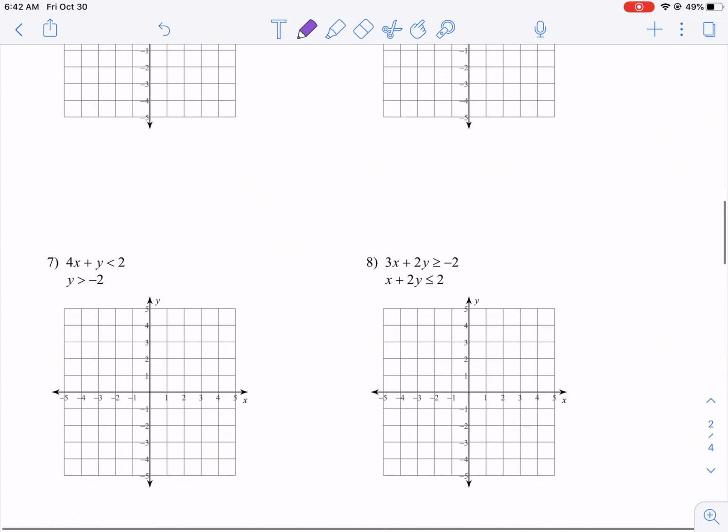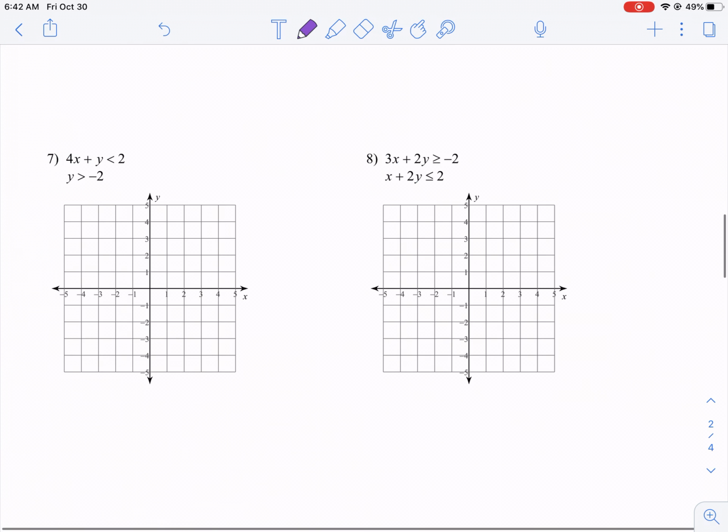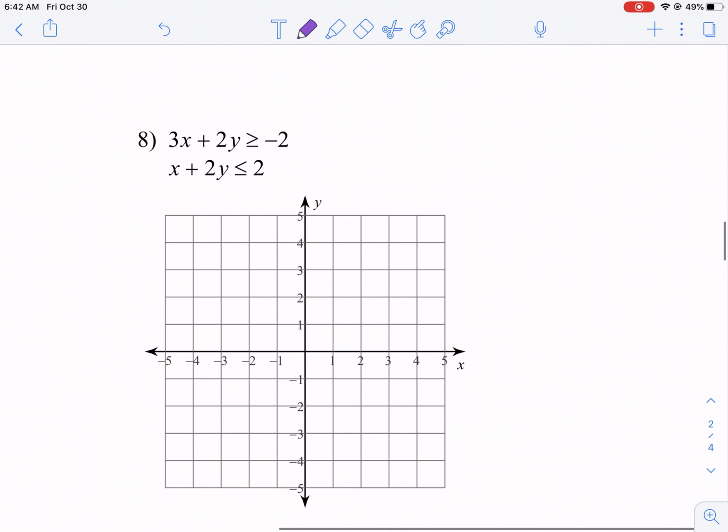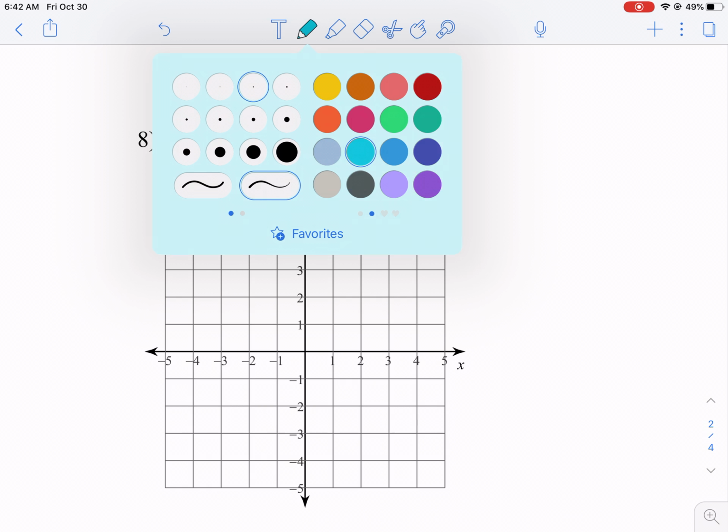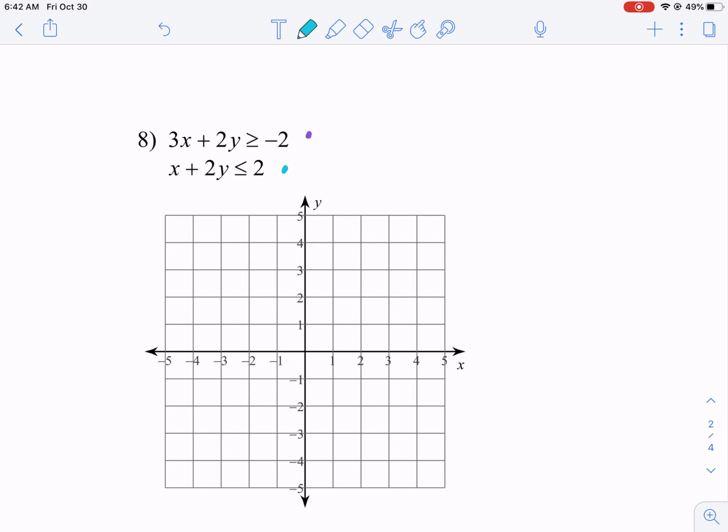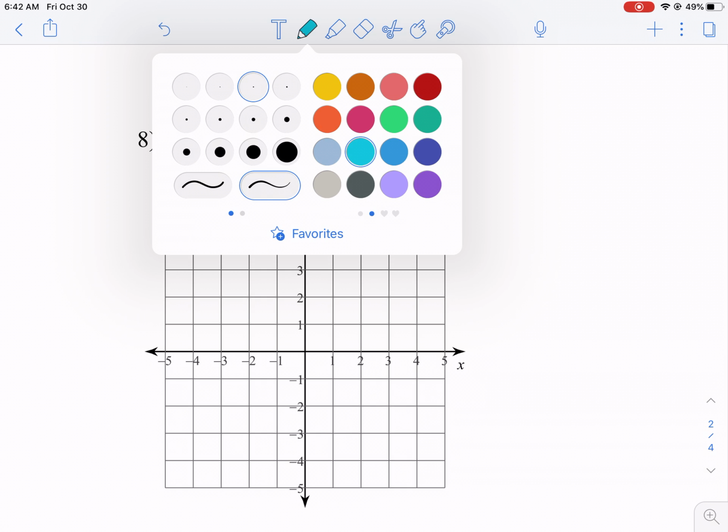Okay, let's see if there's anyone that we have to solve for. Great. So number 8, we're going to do this one. Okay, again, purple, light blue. If you got it and you know how to solve, I would just end the video right here. See ya. Have a great day. But if you want to see how I'd solve it, I'm going to do that right now.